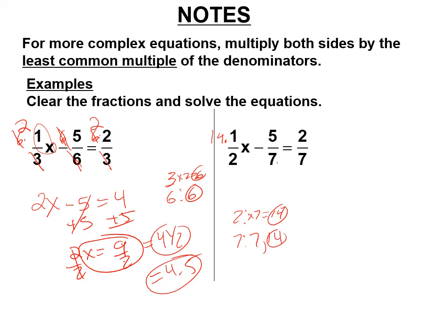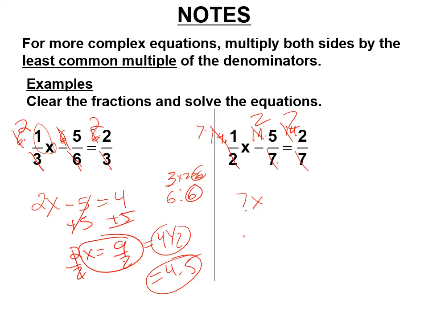Now you could use any multiple that's on both the 2 and 7 times tables. You could use 28. It'd just be more work. But any multiple will work, but you want to try to multiply by the least common multiple. So 2 goes into 14, 7. 7 cancels with 14 becomes 2. 7 into 14 is 2. So we have 7 times 1x, 7x.